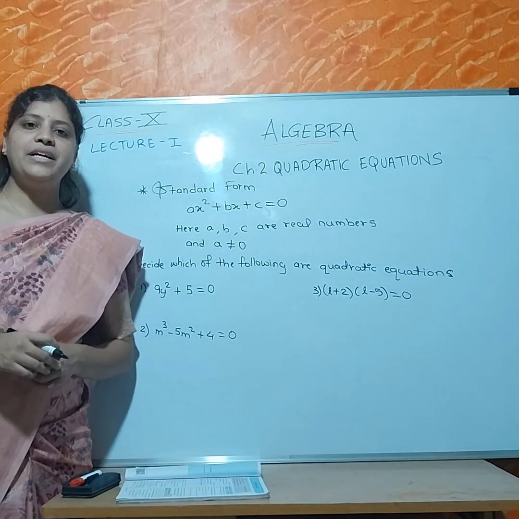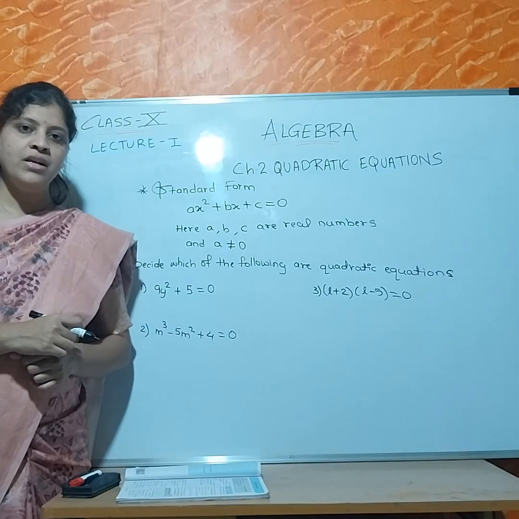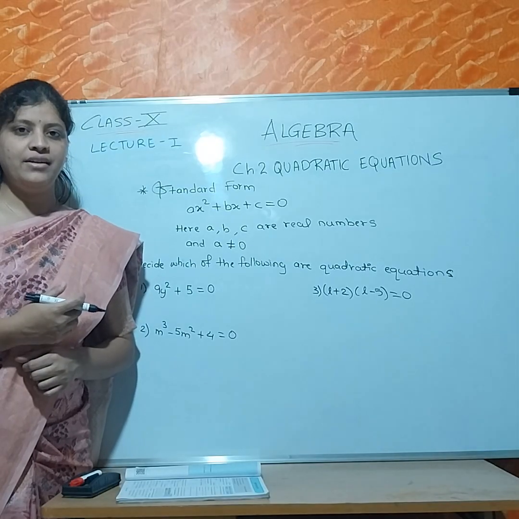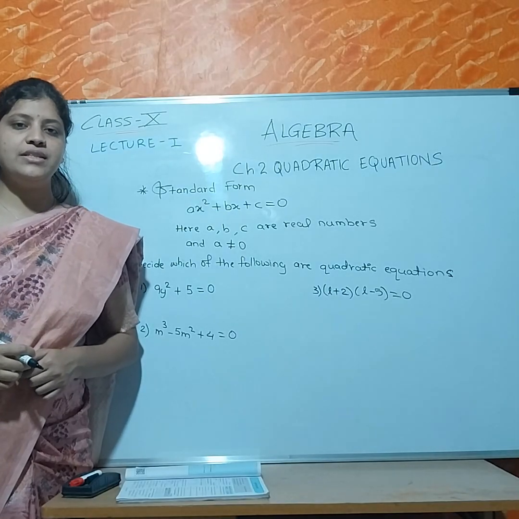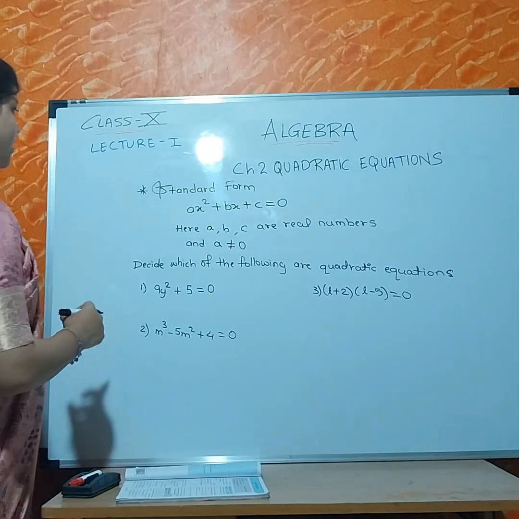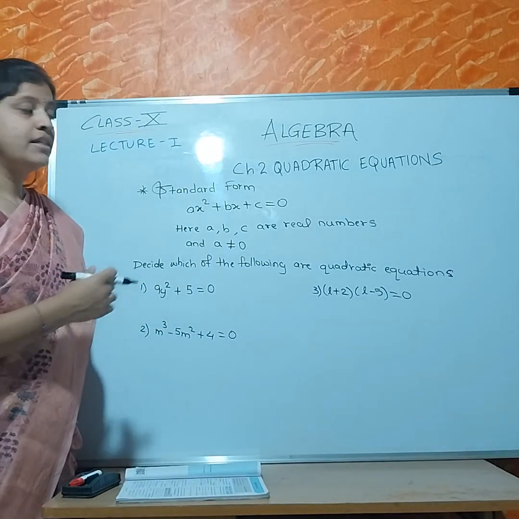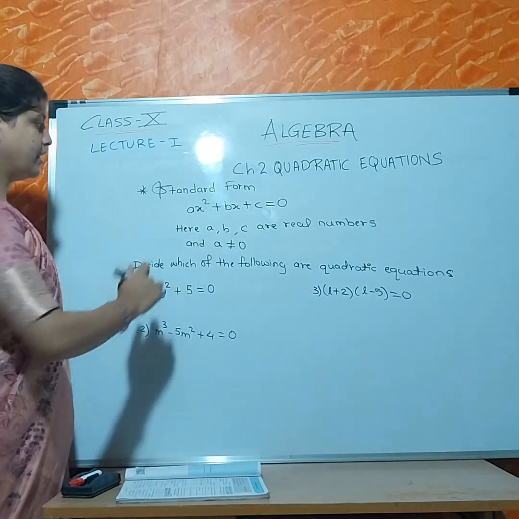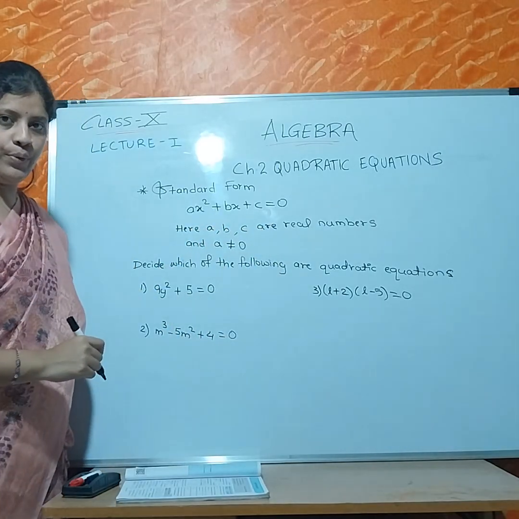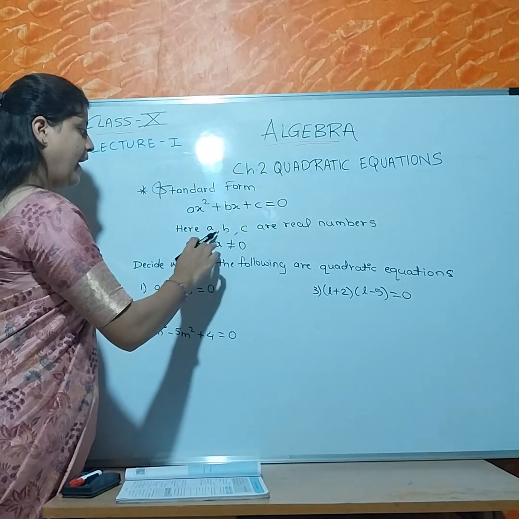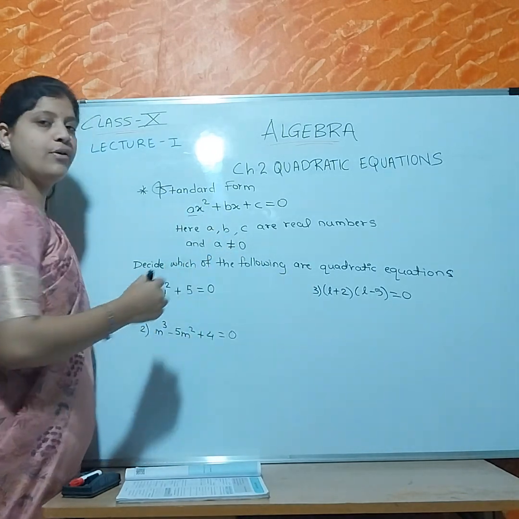So we have completed chapter 1, that is linear equation in two variable of algebra. Now we will start our new lesson, that is second chapter, quadratic equations in two variables. So what do you mean by a quadratic equation? Standard form of a quadratic equation is ax square plus bx plus c is equal to 0, and here a, b, c are real numbers and a should not be equal to 0.